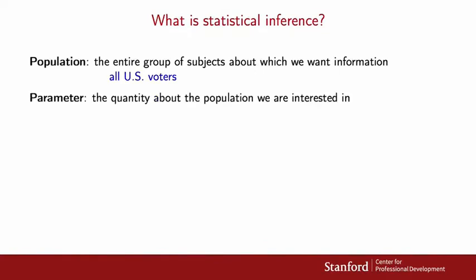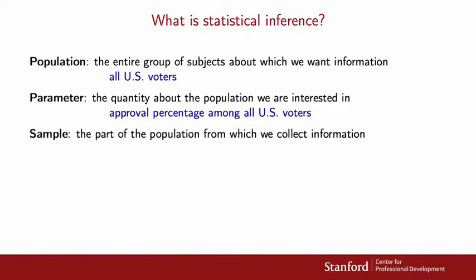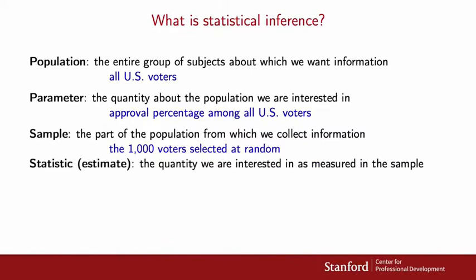The parameter is the quantity about the population which we are interested in. In the previous example, that would be the approval percentage among all US voters. The sample is the part of the population from which we collect information. That would be the 1,000 voters which were selected at random. Finally, a statistic or an estimate is the quantity we are interested in as it was measured in the sample. So that would be the approval percentage among the sampled voters only.